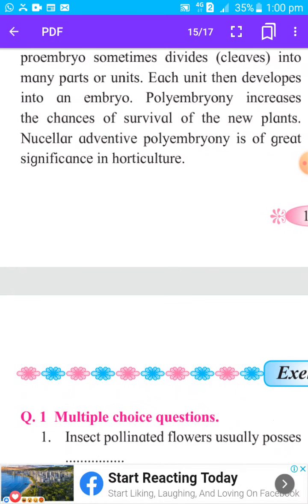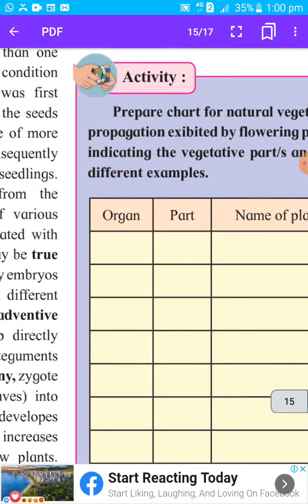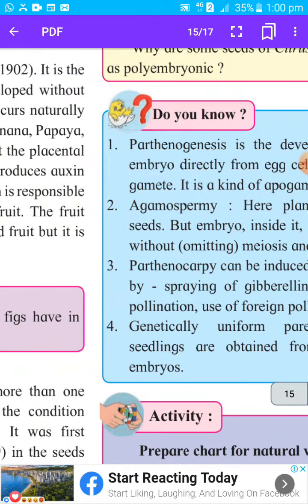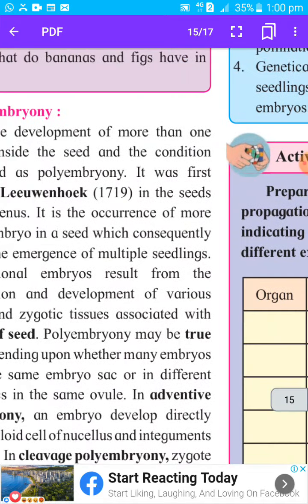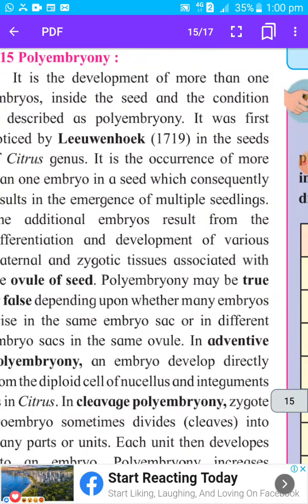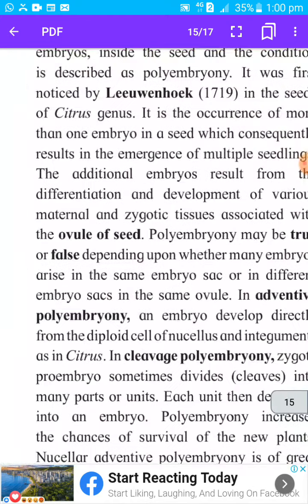Nucellar adventive polyembryony is of great significance in horticulture. Horticulture is the branch of biology which deals with the study of fruit plants and flowering plants. So it has great importance in horticulture. With this we have finished the lesson. Please go through the questions and do these exercises. Okay, thank you.